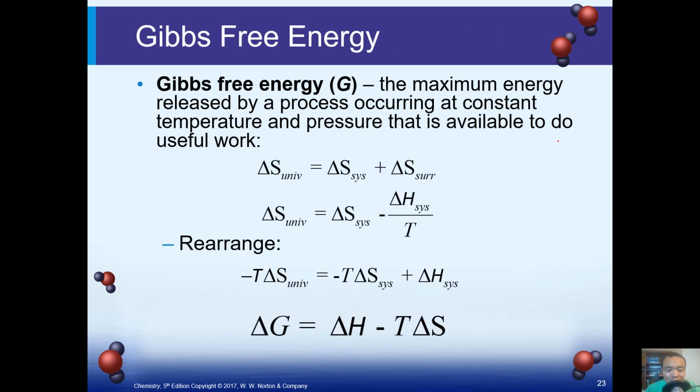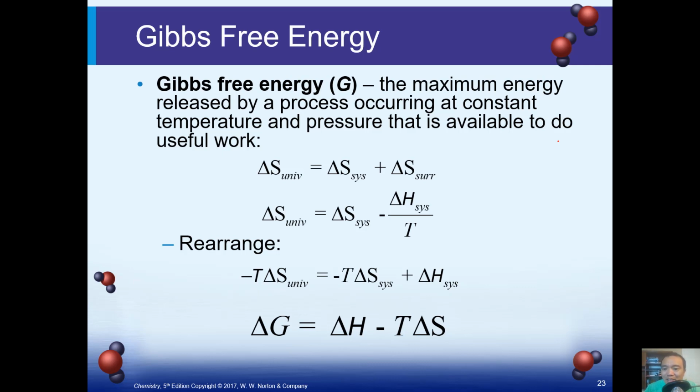Previously, in one of the slides, we talked about Gibbs free energy. So what is Gibbs free energy? We define the Gibbs free energy of a system as the maximum energy released by a process at constant temperature and pressure that is available to do work.